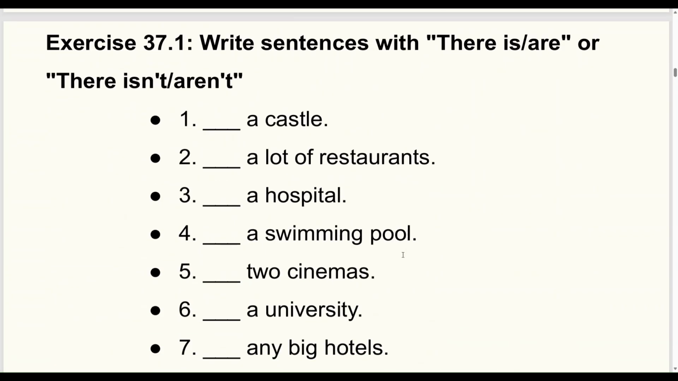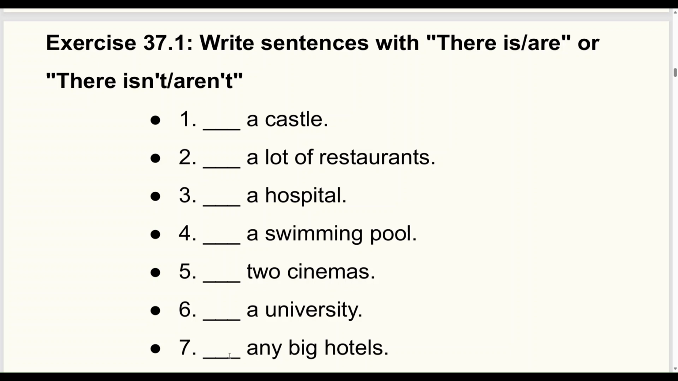Now, let's try to solve these exercises. So, we need to look at the rest of the sentence, whether it's singular or plural. A castle, singular. There is a castle. A lot of restaurants, plural. There are a lot of restaurants. There is a hospital. There is a swimming pool. There are two cinemas. There is a university.